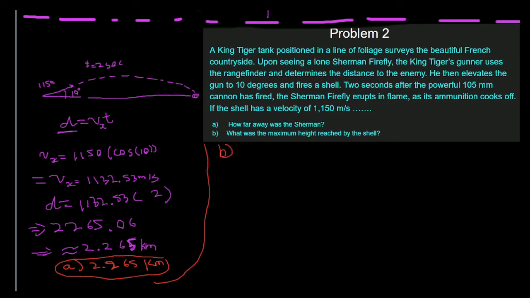Now for B, we know the shell trajectory is as such. And right here is t equals 2 seconds. We need to find what was the maximum height. The apex of this trajectory will be reached exactly in the middle of this distance, which means it will be achieved exactly when t equals 1.